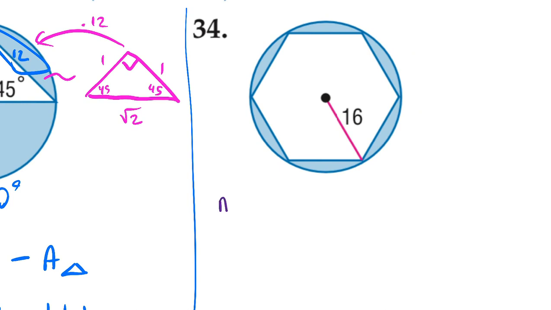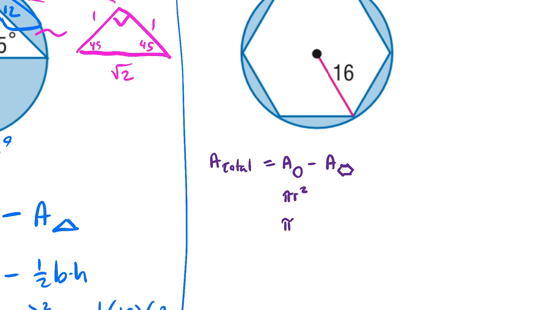So we know the area total is the area of the circle minus the area of the hexagon. Okay, well this is just pi r squared, and we're given the 16. So this is just pi 16 squared. That's easy. So what we really have to do is find the area of this hexagon. Okay, that's what we're up against.